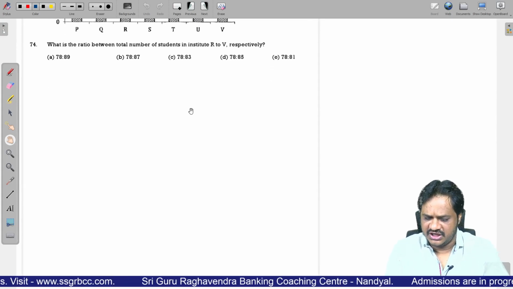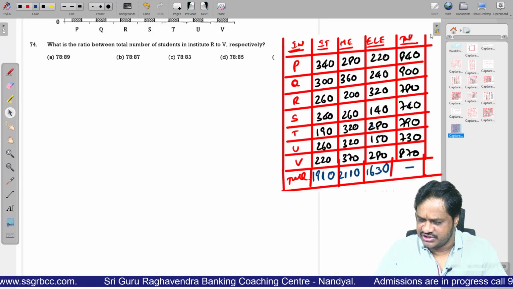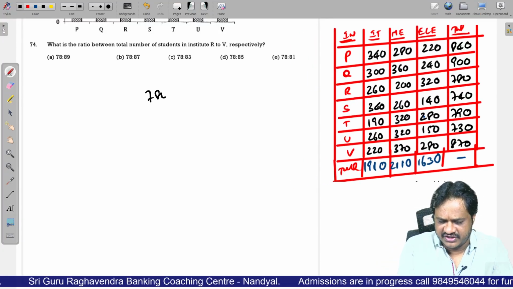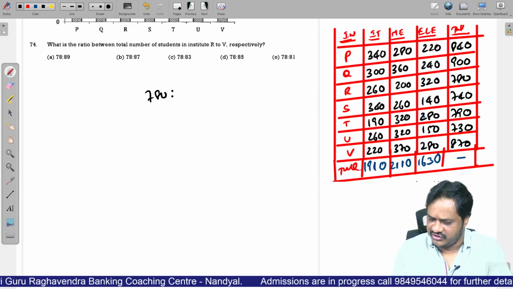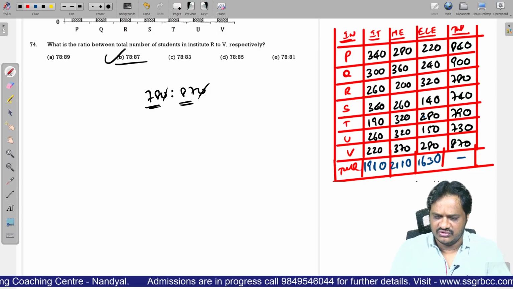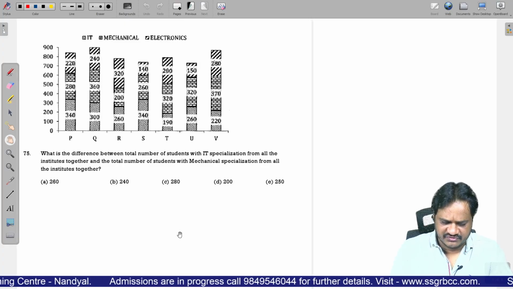What is the total number of students in Institute R and V respectively? R total is 780, whereas V total is 870. The ratio is 78 is to 87. Option 2. See the next question, 75.